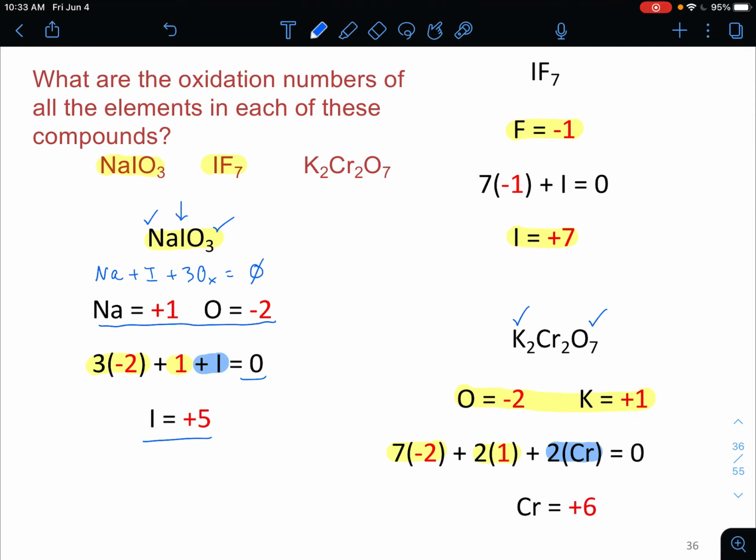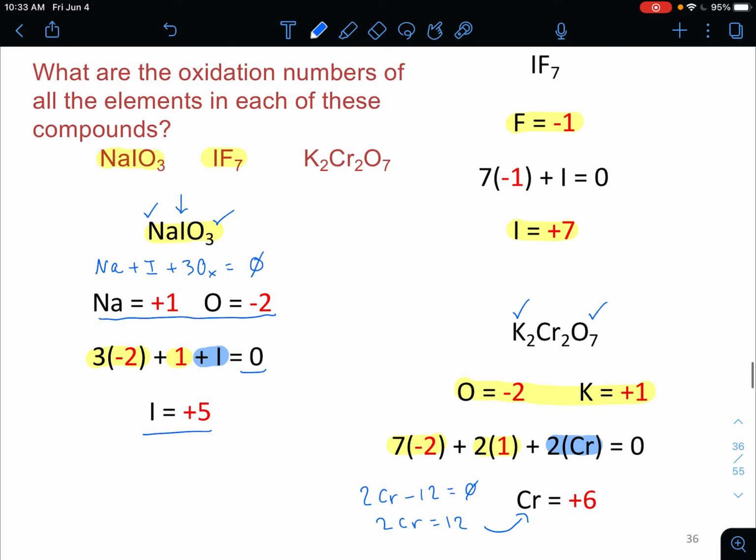So what do we end up with after this step? When we clean that up, we get 2 chromium minus 12 equals 0, which becomes 2 chromium equals 12, which when we solve for it becomes chromium equals +6. Okay, so hopefully you're seeing the pattern here, right? For the most part, I'm basically just looking and saying, which ones do I know, which one do I not know, and then solve for the one that I don't know.